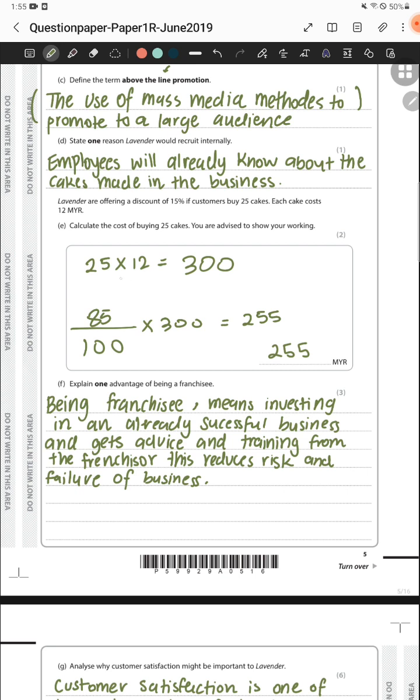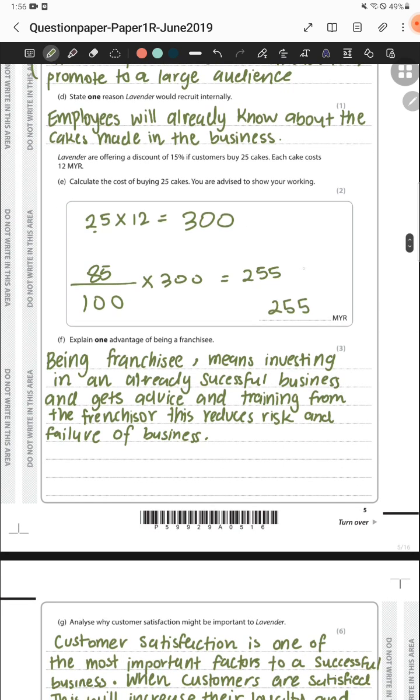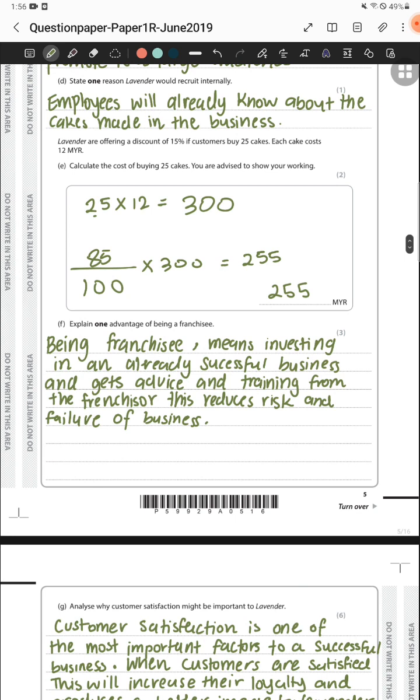So they're buying, as you can see, 25 cakes. The cost per cake is 12, so the total is 300. And then in order to do your math, I like to do it this method. Some people use the longer way. I used to do that, but no, you just take 100% and then minus 15, and you get this, and then you do the rest. So this is your final answer, and this is what you'll get after a 15% discount.